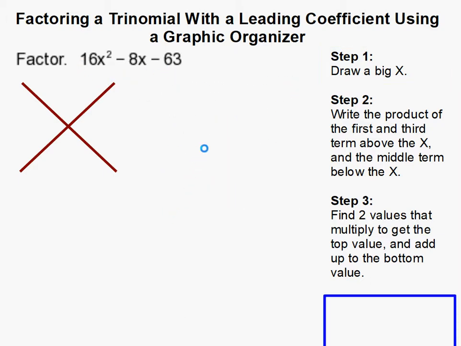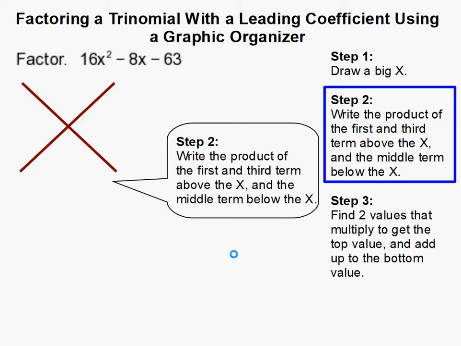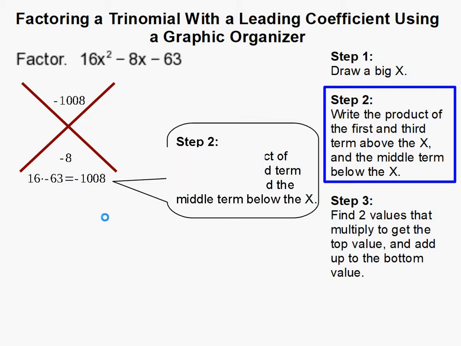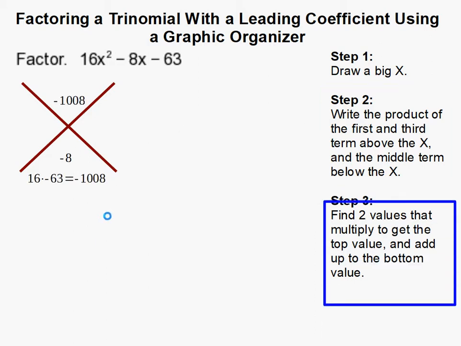Alright. So then what you do, this part's easy, is you write the product of the first and the third term in the top of your X. Then you write the middle term in the bottom of the X. And this is simply just to help you stay organized.